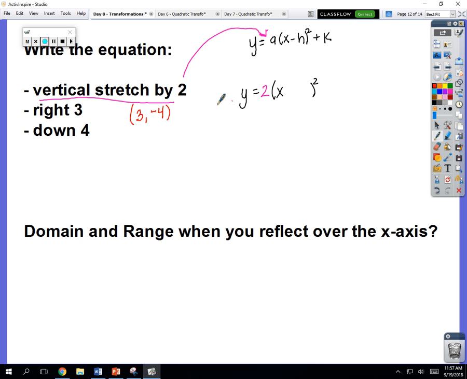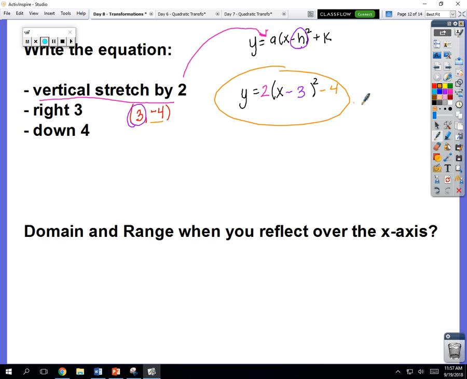So remember when I'm writing it in vertex form, I do opposite h, opposite my x value, and then my y value stays the same. So that's the equation of this written in vertex form.